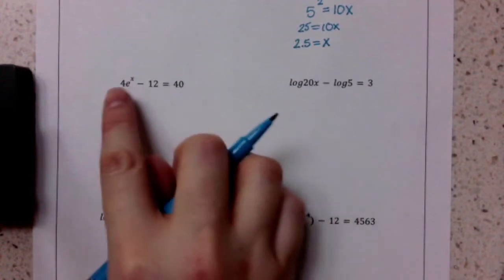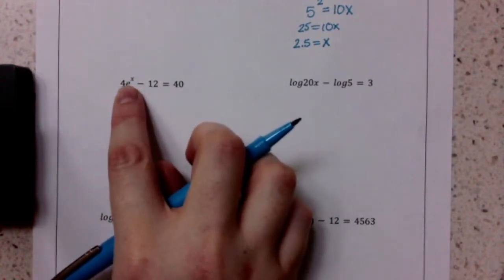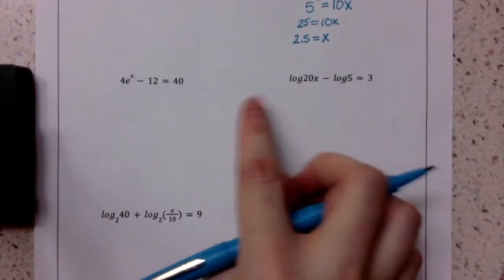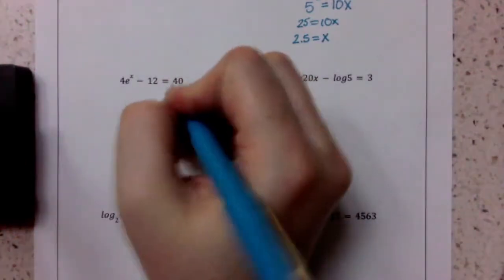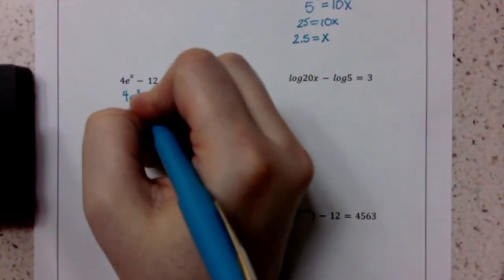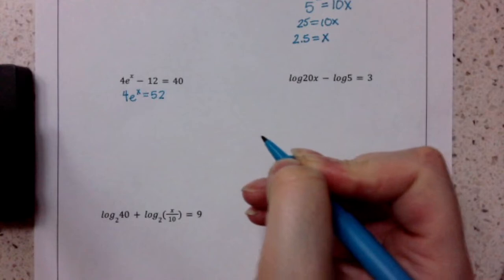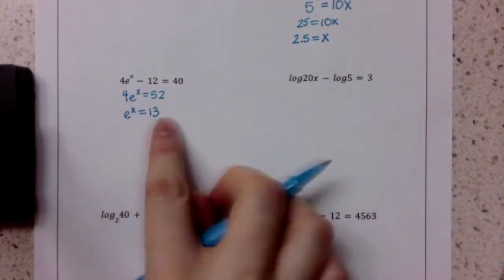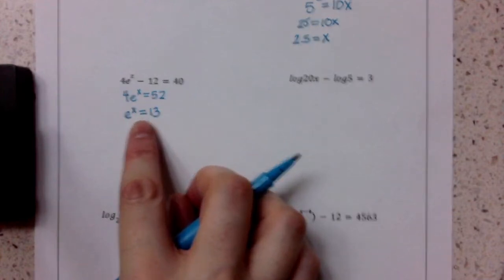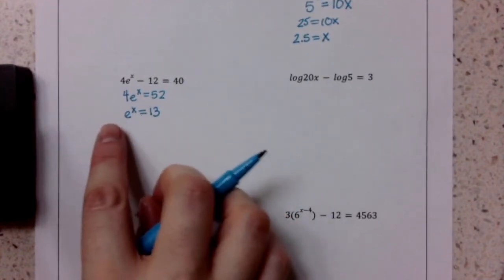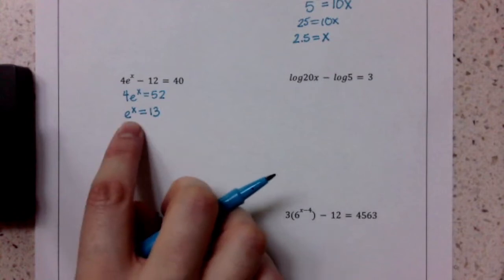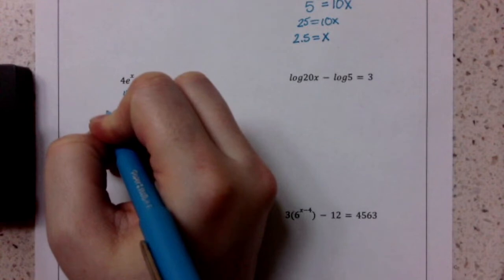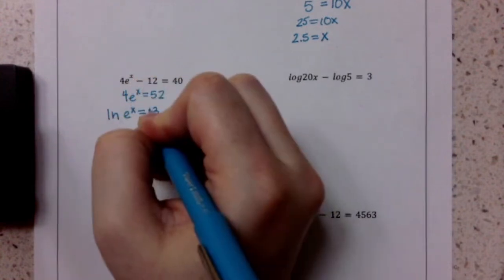For this one, we have an e as a base here, so we want to get this e part alone, just like we would have done with the log. So I'm going to start by adding 12 on both sides, and then dividing by 4 on both sides, and now the e is alone. And we can change it to log form now, but you want to use the natural log because this is an e. So we want to use a natural log because that's what the base of a natural log is anyway. So I'm going to take the natural log of both sides.